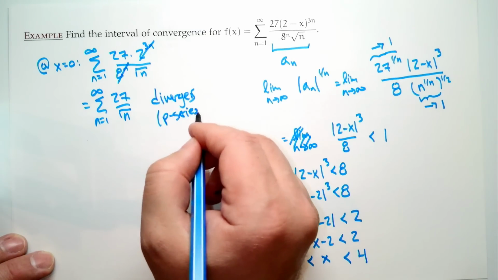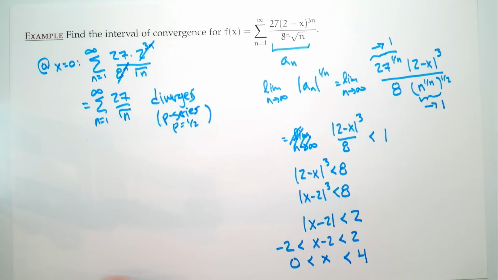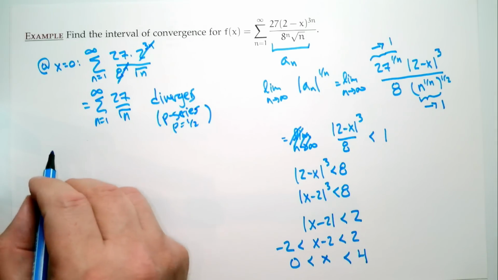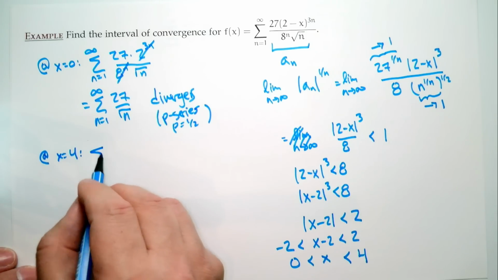And it's a p-series where p equals 1/2. Now, what does that tell us? That says 0 is not going to be in our interval of convergence. Okay, so that means we just have one more point to go, at x equals 4. So we plug that in.